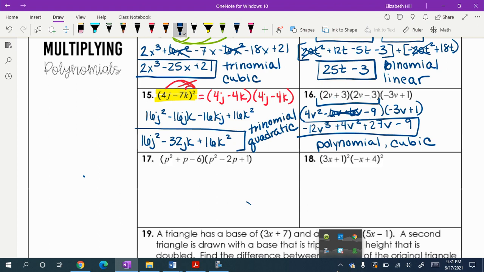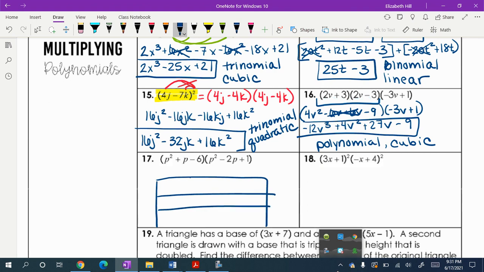All right, so I hope that you're understanding that. I do want you to know that if you do struggle with some of the multiplying, something that sometimes helps people, instead of doing more of the distributive property, is I have people create a little table to help with their multiplying.